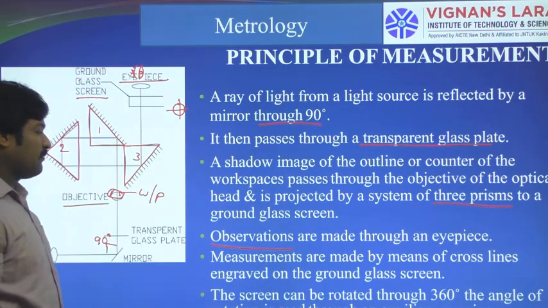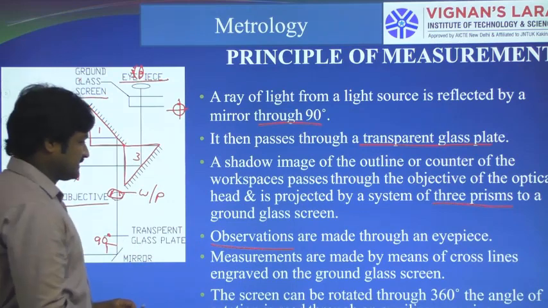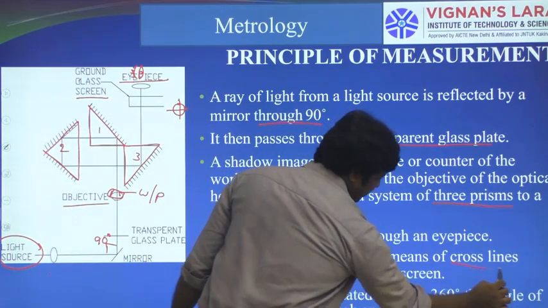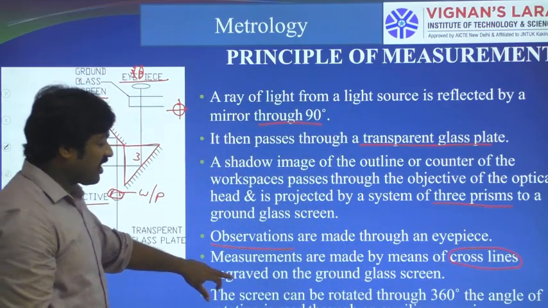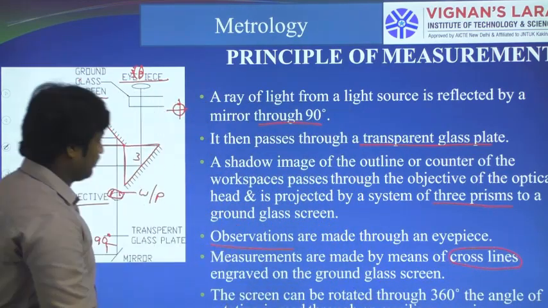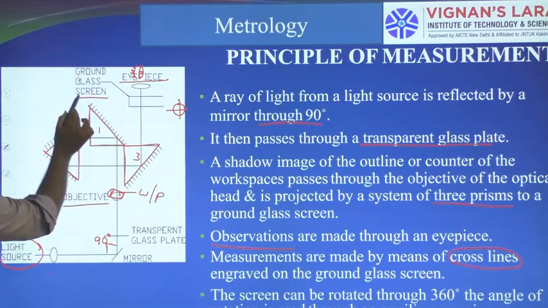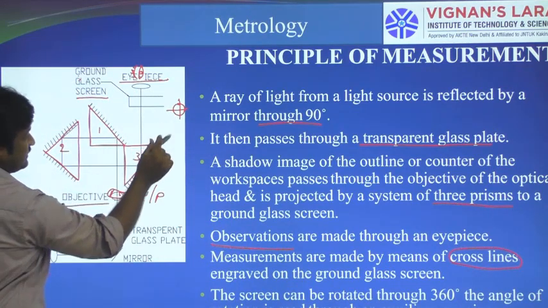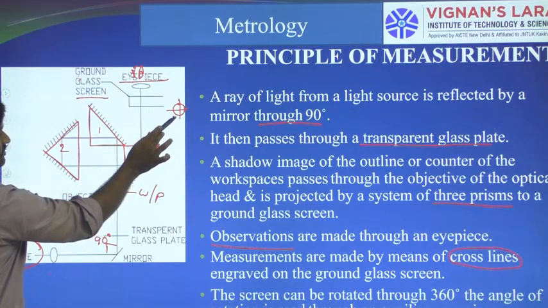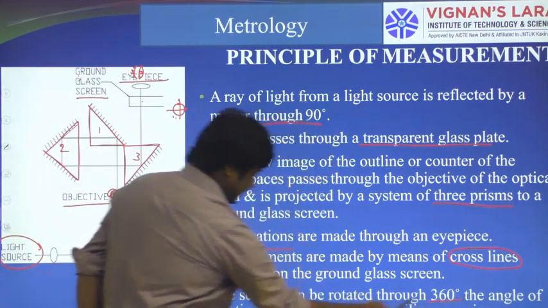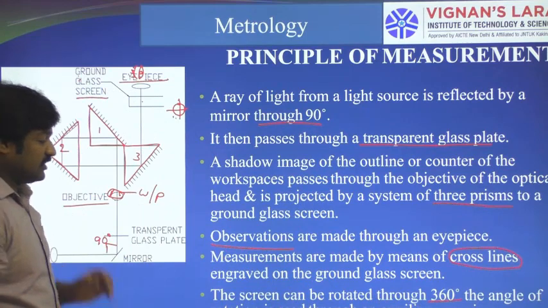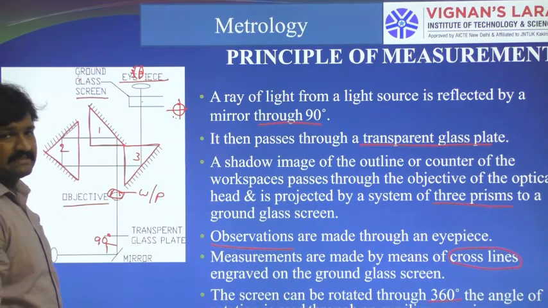Next, measurements are made by means of cross lines engraved on the ground glass screen. So on this ground glass screen, there are cross lines. So this is the cross line. This cross line is marked on this ground glass screen. The screen can be rotated through 360 degrees. The angle of rotation is read through an auxiliary eyepiece.